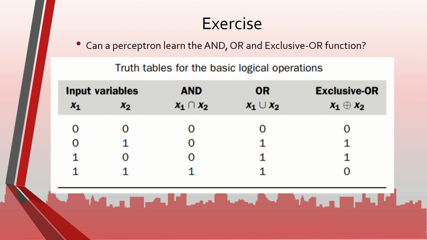Let's look at this exercise. Can a perceptron learn the AND or the exclusive OR function? These are examples of a perceptron with two input neurons, x1 and x2. Because our perceptron will only have two input neurons and the input is a binary value, we can only have four combinations of input, which are 0,0, 0,1, 1,0, and 1,1. We won't have any other combination as it is already a complete combination of binary values that consists of two neurons.